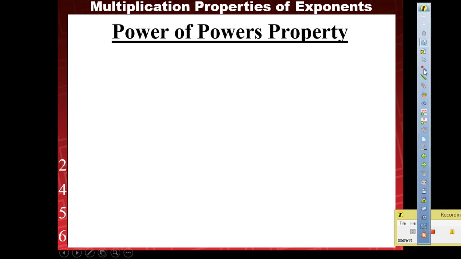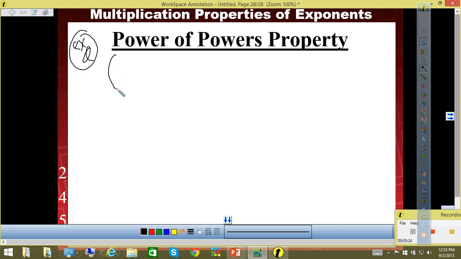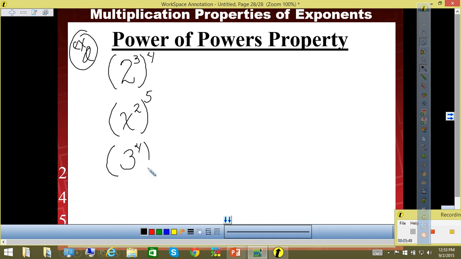This is where I want to go. Power of powers property. And we're going to write example Q. Copy this down. Parentheses, 2 cubed, close parentheses, and then outside put an exponent of 4. Underneath that, parentheses, x to the second, close parentheses, to the 5th power. Underneath that, parentheses, 3 to the 4th power, close parentheses, and outside of that is a 5.